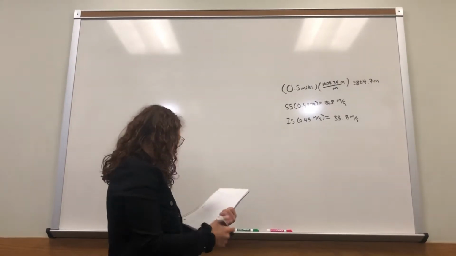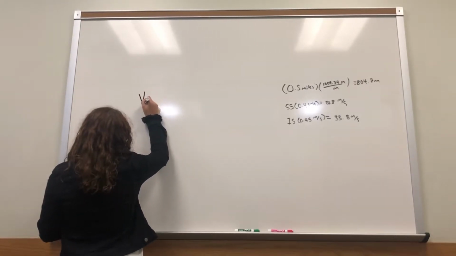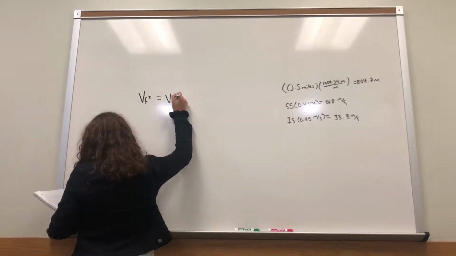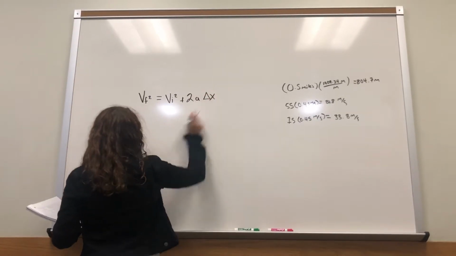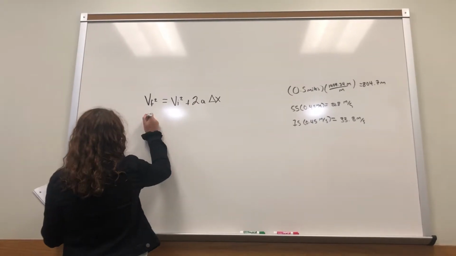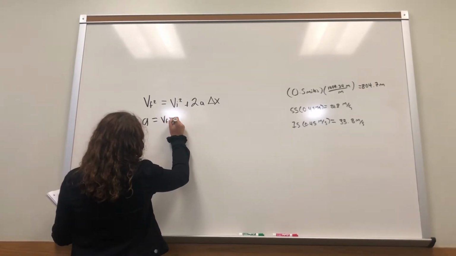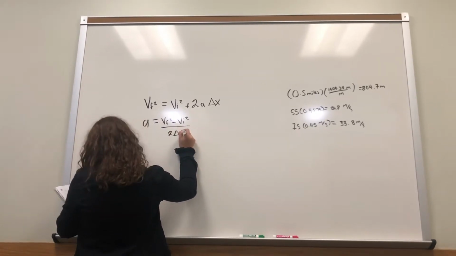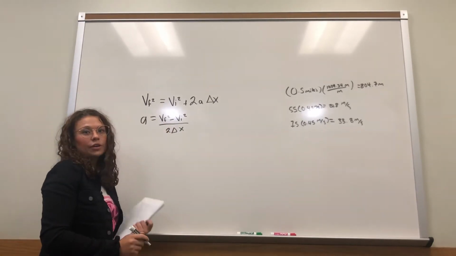So now to start to find the acceleration, we're going to use the equation velocity final squared equals velocity initial squared plus 2a multiplied by the change in x. And so we are solving for acceleration, so once we rearrange that equation, we get acceleration equals velocity final squared minus velocity initial squared over 2 times the change in x. And now we have all of this information over here, we just need to plug in our values for it.